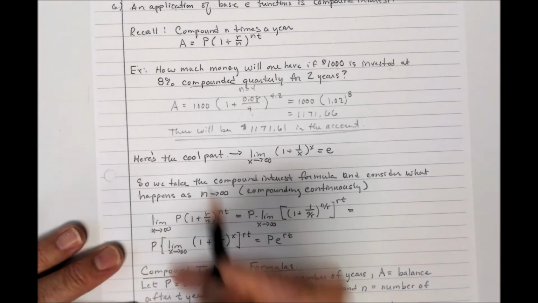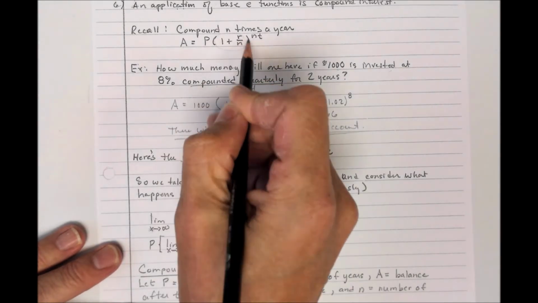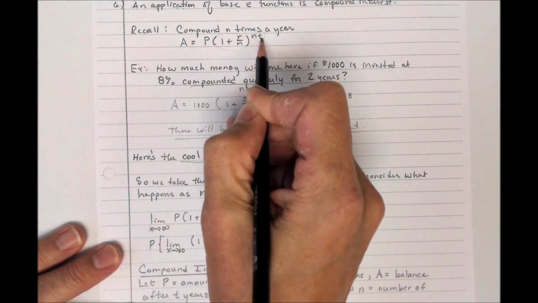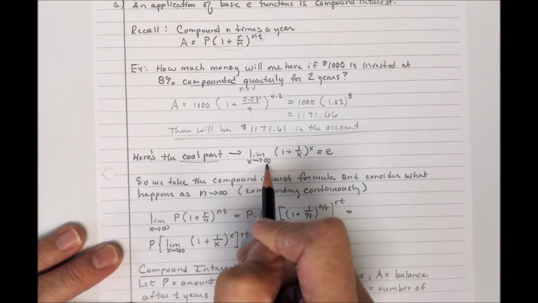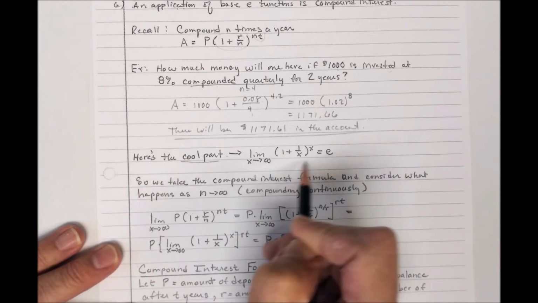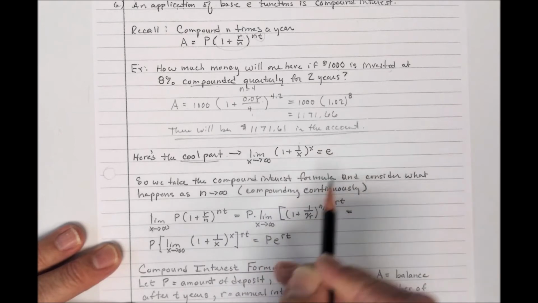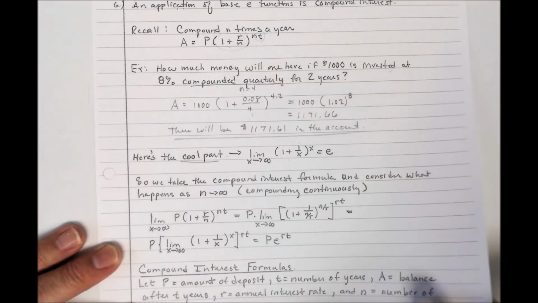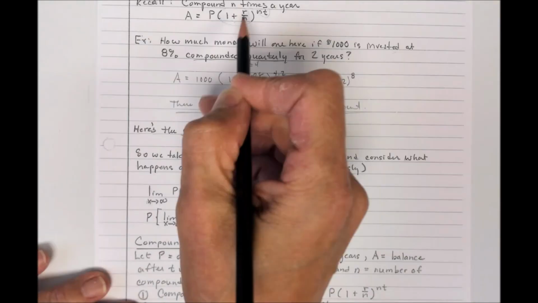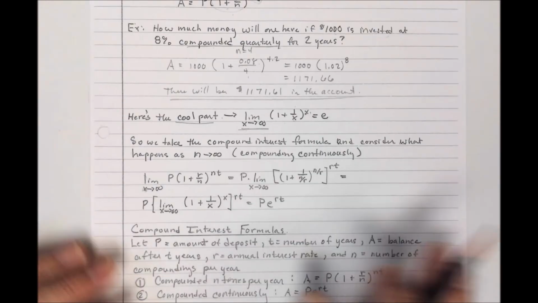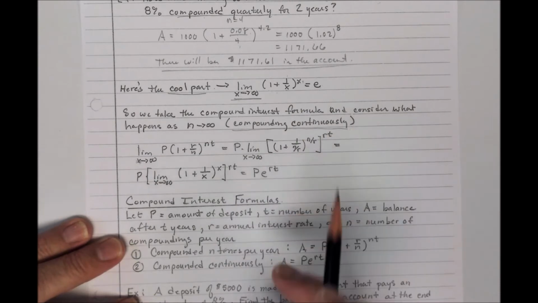All right, now, here's the cool part. This part right here, you have to be careful. I have a factor of t here, and then I have an r here. But we know that the limit as x goes to infinity, this is how we defined e originally, of the quantity 1 plus 1 over x to the x power is equal to e. So we take the compound formula and we let the number of times it's compounded a year, that's where the n is, here and here, get bigger and bigger and bigger to what we call continuous compounding, or compounding continuously.